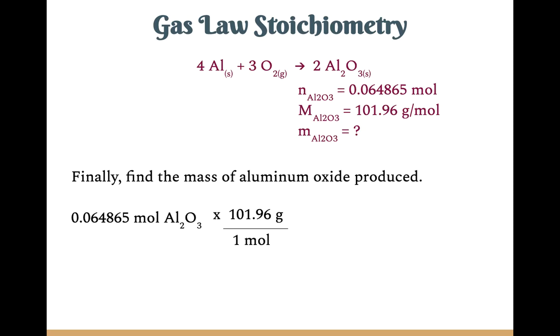So there's the moles times 101.96, which is the molar mass, which gives us that we produced 6.6 grams of aluminum oxide in that reaction. So just in case that wasn't enough, we're going to add one last twist.